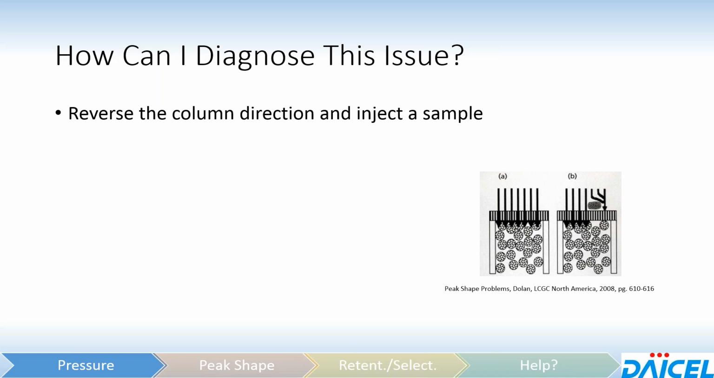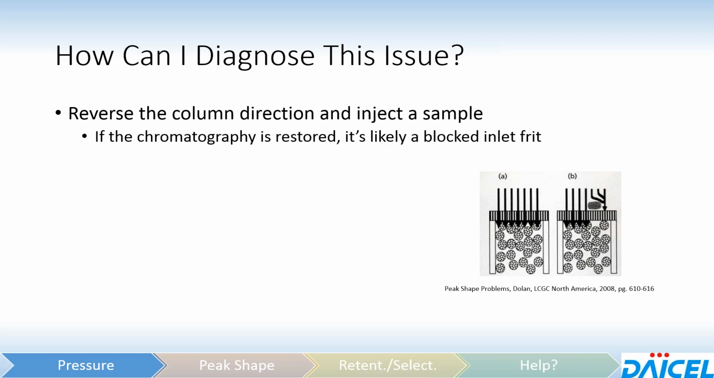But occasionally what you can do is you can reverse the column direction and you can inject a sample. And if it's a blocked inlet frit, occasionally the chromatography will be restored. So you'll see your peaks sharpen back up. You won't see the doubling again. And if that's the case, then it likely is a blocked inlet frit, and that would make sense because the blockage at the inlet of the frit really causes the extra column band broadening throughout.